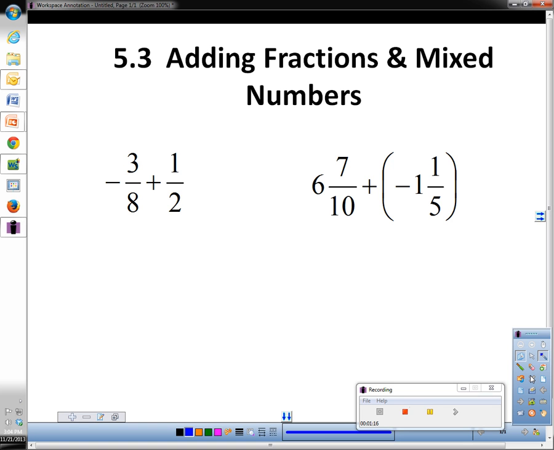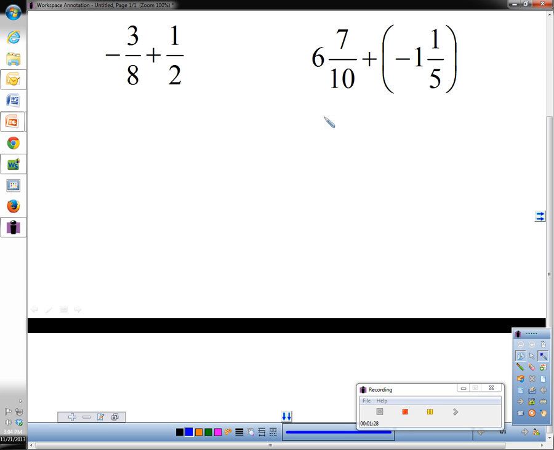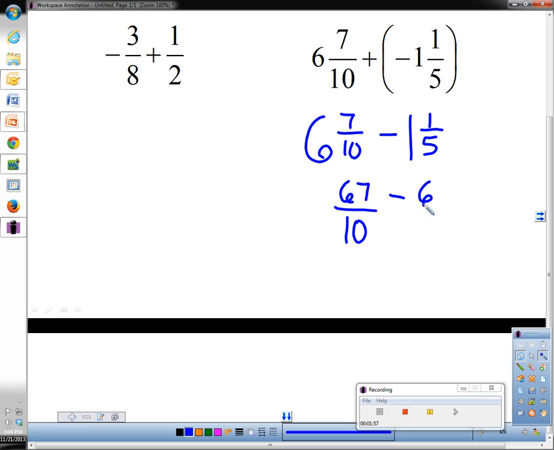We do the same sort of thing with mixed numbers. In this problem, we're adding a negative number. Now, since adding a negative is the same as subtraction, I'm going to write this problem as 6 7/10 minus 1 1/5. Adding a negative is the same as subtracting. In this problem, since it's subtracting, what I would do is turn these into improper fractions. 10 times 6 is 60, plus 7 is 67, and then we leave our denominator 10, minus 5 times 1 is 5, plus 1 is 6/5.